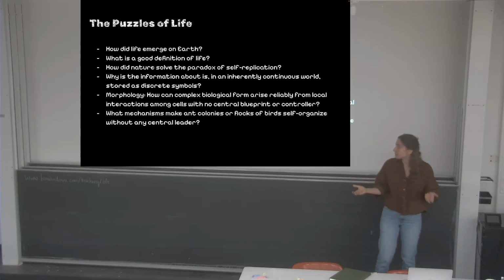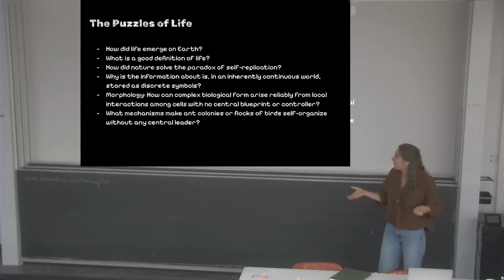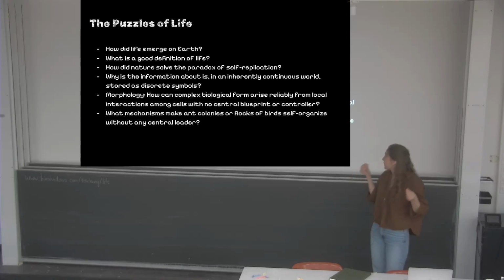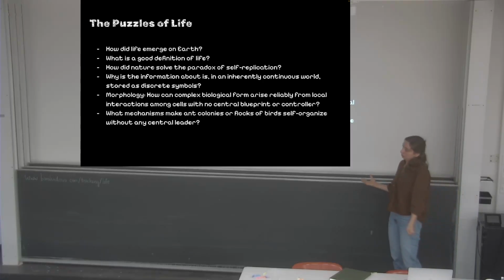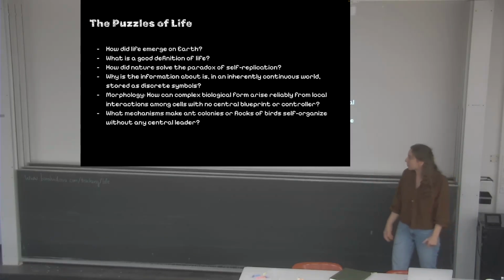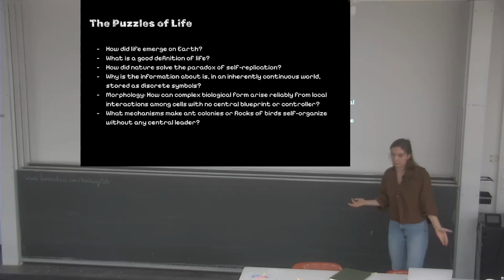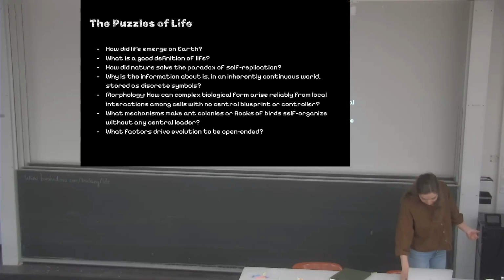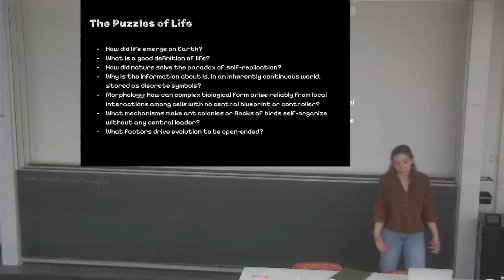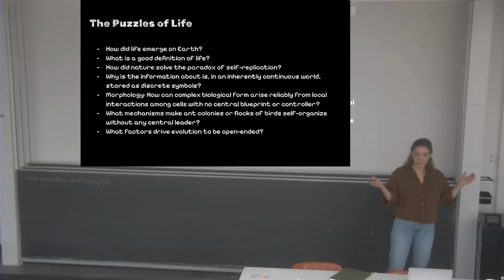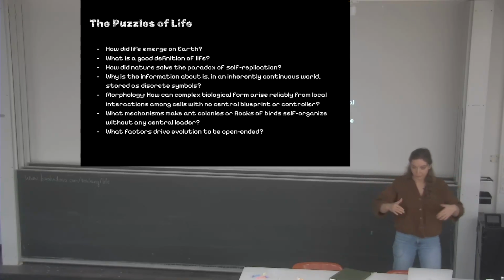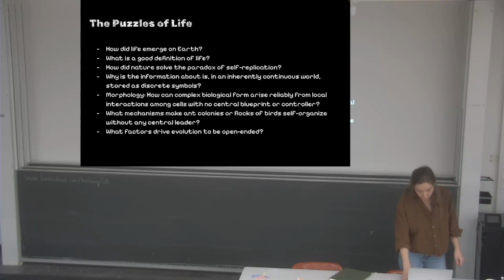So in the context of morphology, how can complex biological form arise reliably from local interactions among cells with no central blueprint or controller? And a related question, maybe, is what mechanisms make ant colonies or flocks of birds self-organize without any central leader? And finally, what are the key factors that drive evolution to be truly open-ended? Because it really seems like there's no a priori upper bound on the complexity that there could be.